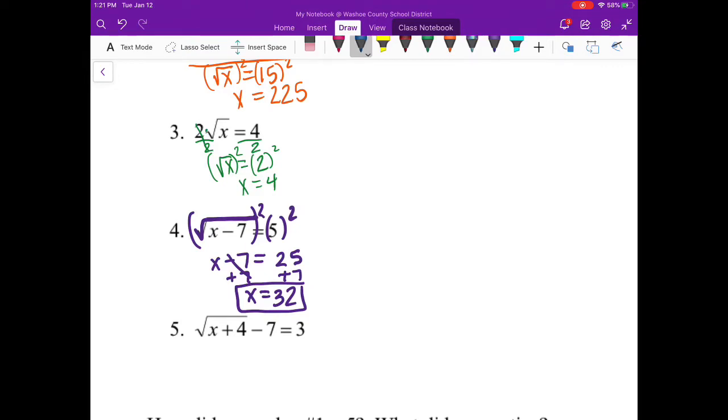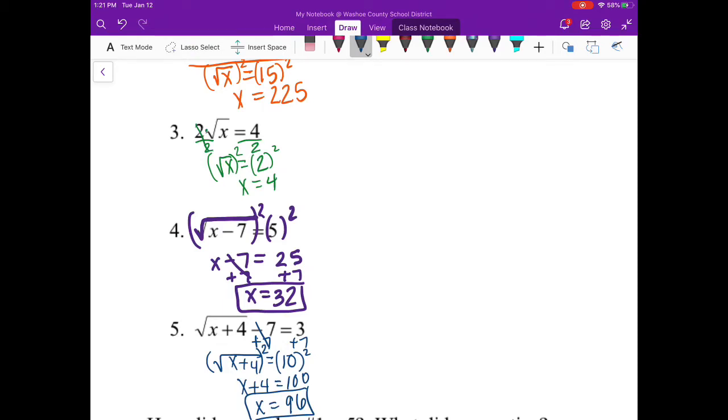Now, when we have a radical and then something after the radical, like in number 5, I first want to move the 7 over. That leaves me with square root of x plus 4 equals 10. And then I'm back to squaring it to get rid of the radical. X plus 4 equals 100. Subtract the 4 over. X equals 96.